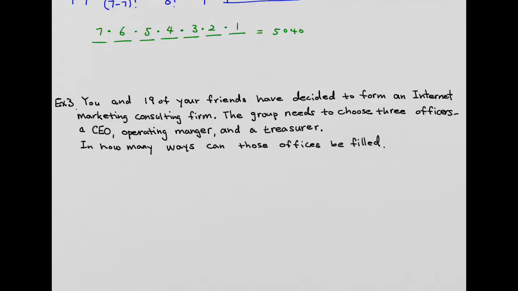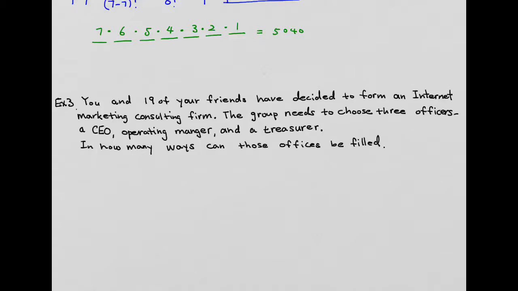Let's look at example 3 this time. It says you and 19 of your friends, so a total of 20 people, have decided to make an internet marketing consulting company. Once you have a company, you need to decide who's going to be CEO, who's going to be manager, and who's going to be treasurer. So it looks like you're going to choose 3 officers. In how many ways can these offices be filled? Think about whether order matters or not.